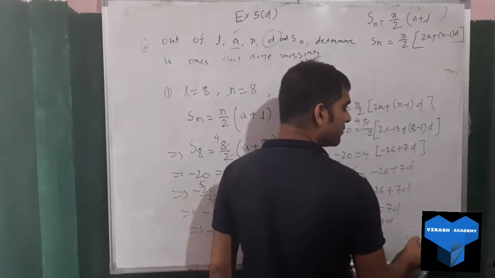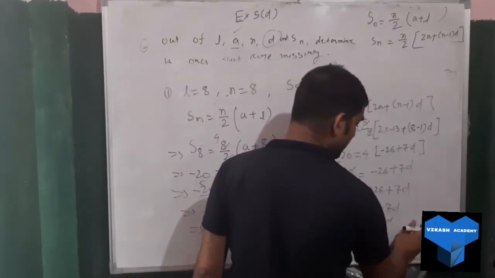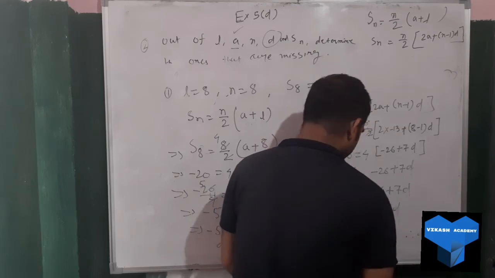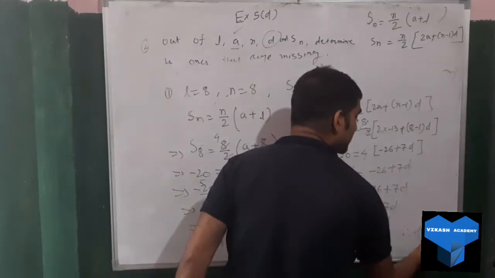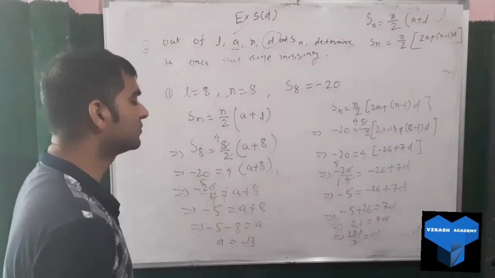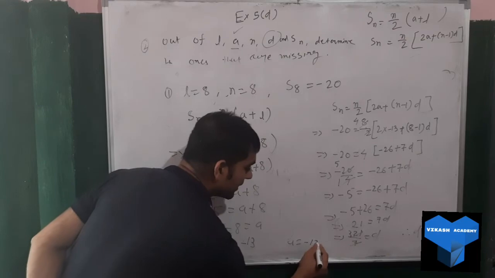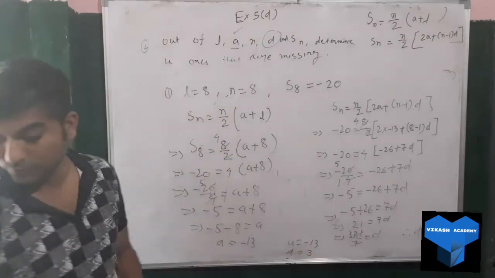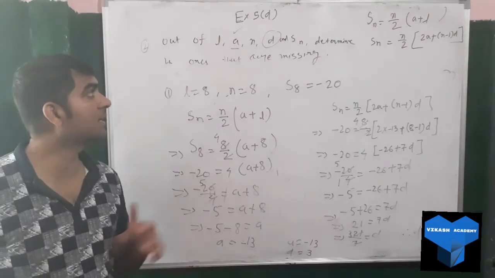So therefore we got D is what? D we are getting 3, right? D we have obtained here 3. Clear? So D we are getting 3. So A, hence A we got already. A is minus 13, and D we are obtaining 3. So this is our answer. I hope you are clear with this. So now let us move to the second question.